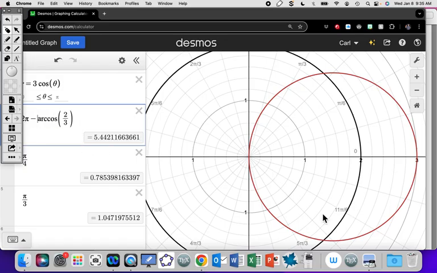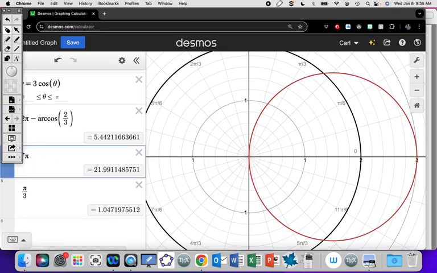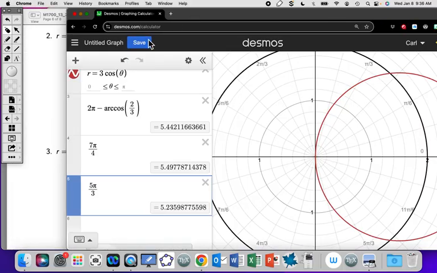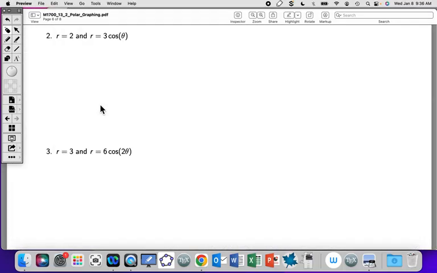Now if I take 2 pi minus this, I get 5 and some change. So looking down here, this angle looks between 5 pi over 3 and 7 pi over 4. So 5.44 and change is certainly between 5.2 and change and 5.49. Okay? So once again, we got both intersections. We got a representation for each of the intersection points.